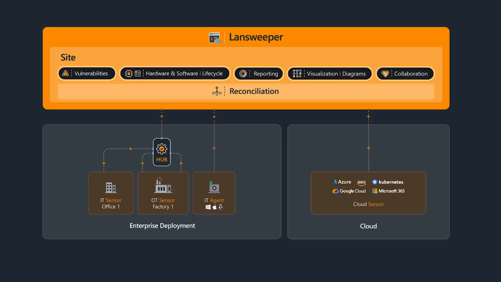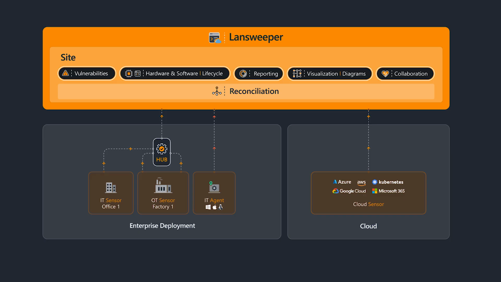Now, aside from the hub and the sensors that are connected to that hub, separately from it, you also have the agent. Now, the agent is not required. You can do all your scanning with the sensors, basically, that send the data to the hub and that sends it to your user interface.